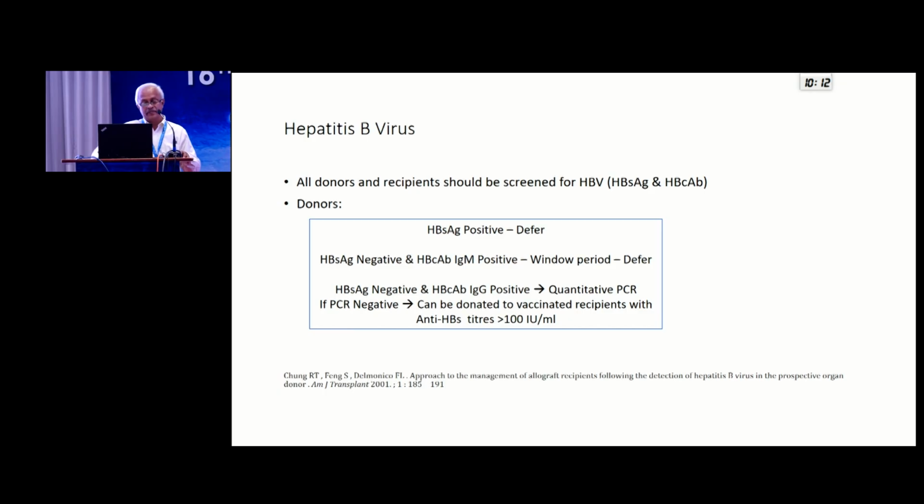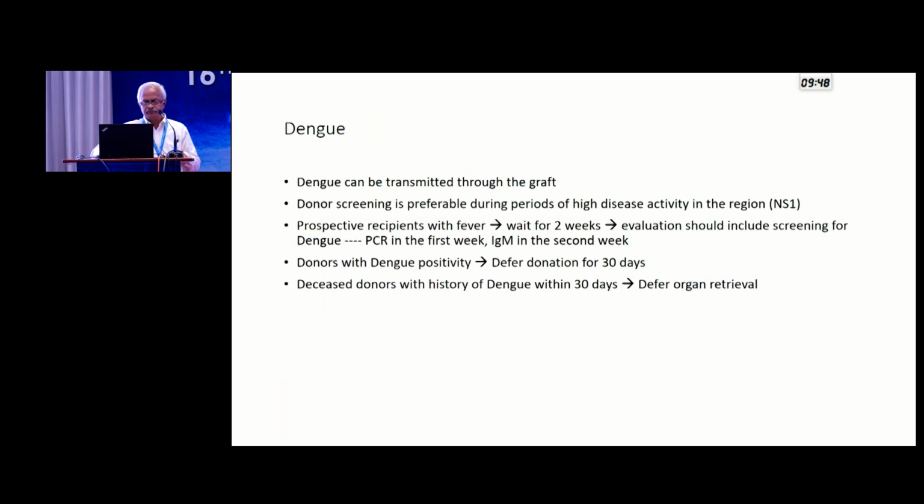The third scenario, HBsAg is negative, but hepatitis B core IgG antibody positive, go ahead doing a quantitative PCR. If PCR is negative, the organ can be donated to vaccinated recipients with anti-HBs titers more than 100 international units per milliliter. So this is the current suggestion.